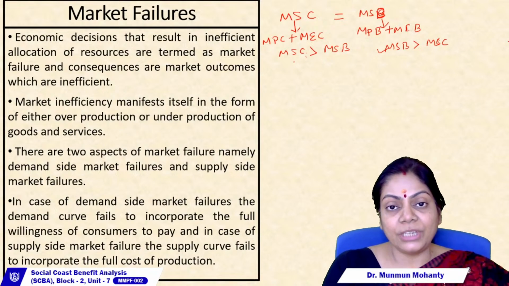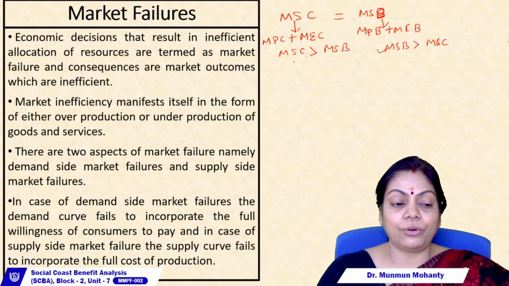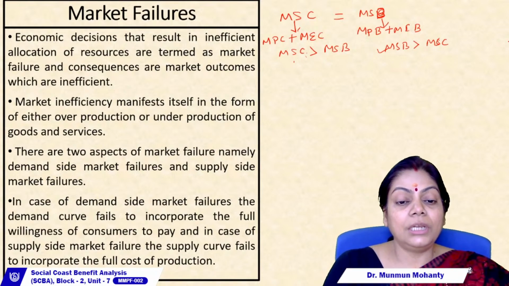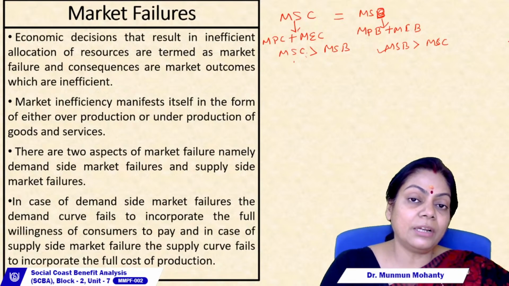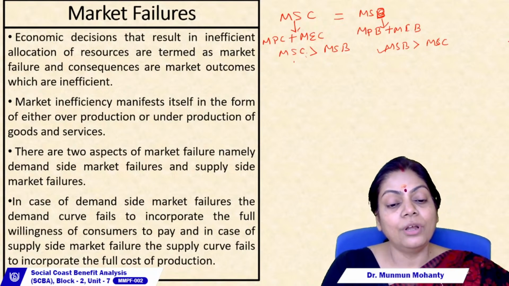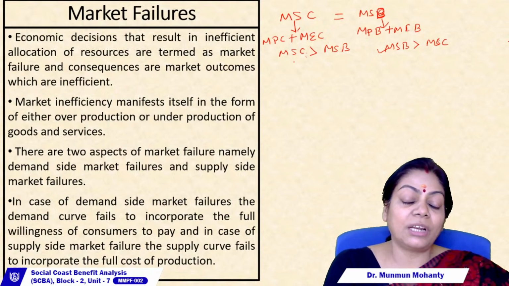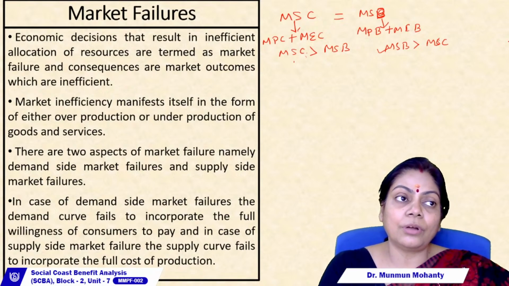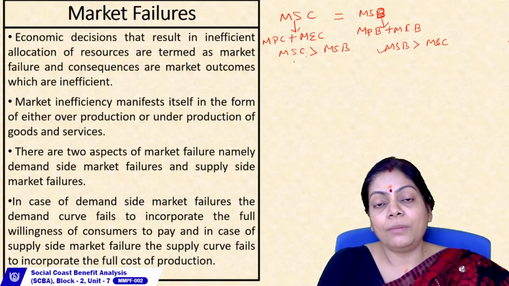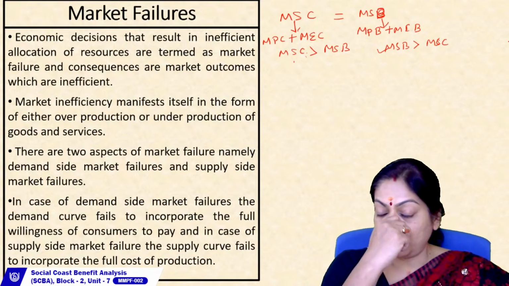Now, basically two aspects of this market failure are the demand side failure and the supply side failure. What will happen in a demand side failure? In case of a demand side failure, the demand curve will fail to incorporate the full willingness of the customer to pay, whereas in case of supply side failure, the supply curve will fail to incorporate the full cost of production. Okay, so the willingness of the clients to pay and the satisfaction that the customer gets from consuming one thing, that will be the demand curve, and the supply curve will fail to capture that. So this is what will happen when you talk about market failure.